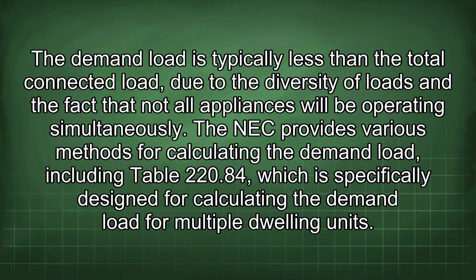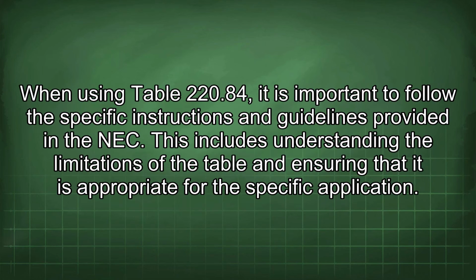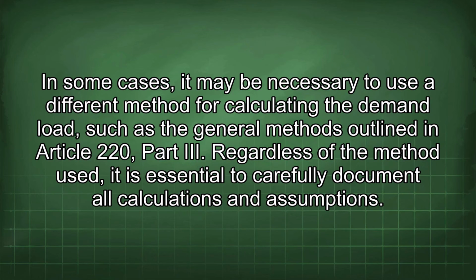The NEC provides various methods for calculating the demand load, including Table 220.84, which is specifically designed for calculating the demand load for multiple dwelling units. When using Table 220.84, it is important to follow the specific instructions and guidelines provided in the NEC. This includes understanding the limitations of the table and ensuring that it is appropriate for the specific application. In some cases, it may be necessary to use a different method for calculating the demand load, such as the general methods outlined in Article 220, Part III.